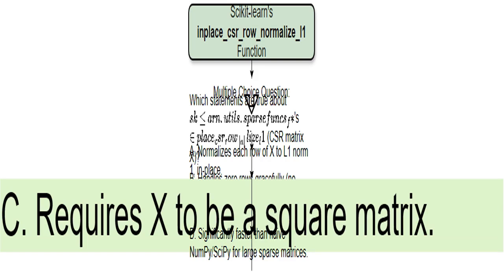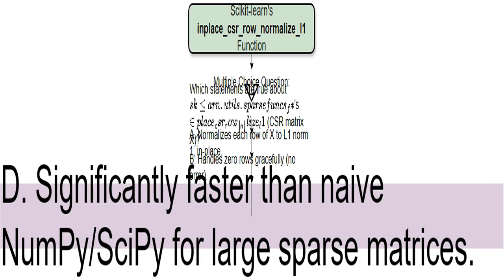Statement C claims the input matrix must be square, the same number of rows and columns. Row normalization only affects the rows. The number of columns is irrelevant. Does that make sense? Could a non-square matrix be processed successfully? Statement D suggests this function is optimized for speed. It compares its performance with a basic NumPy, SciPy approach for handling large sparse matrices, matrices with lots of zeros. Functions built specifically for sparse matrices usually outperform general-purpose functions. What's your intuition on this?